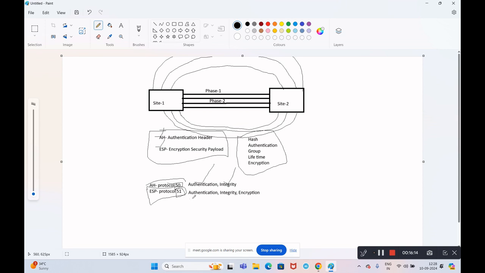Why ESP? Along with authentication and integrity there will be an encryption. Okay, encryption will be added on the phase 2 when ESP protocol is used. Whenever we are going to use ESP protocol, there will be an encryption, which is the other security, along with authentication and integrity. Okay.